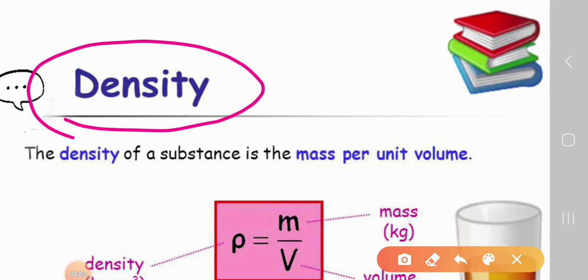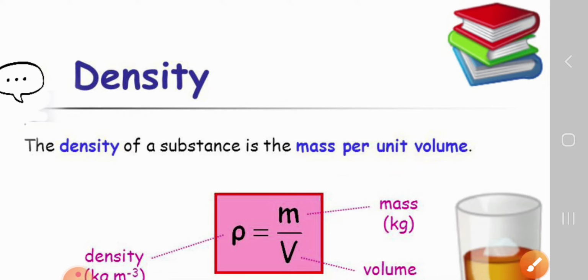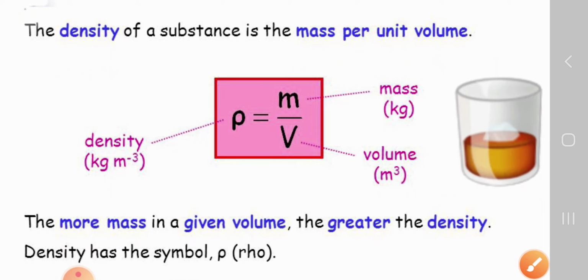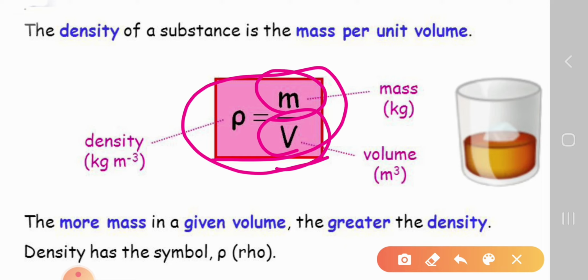What is density? What do you mean by density? The density of a substance is the mass per unit volume. That means density is the amount of mass per unit volume. So I will give you more details. If the mass of a body is m and its volume is v, then the density, rho, equals m divided by v. The unit of density is kilogram per meter cube or gram per cc.